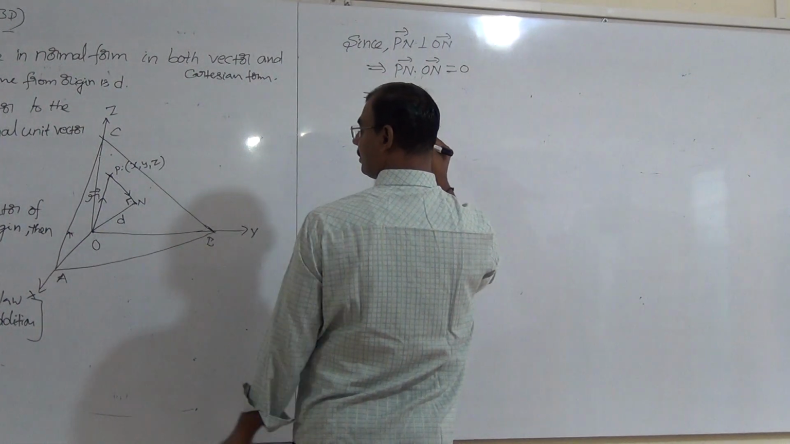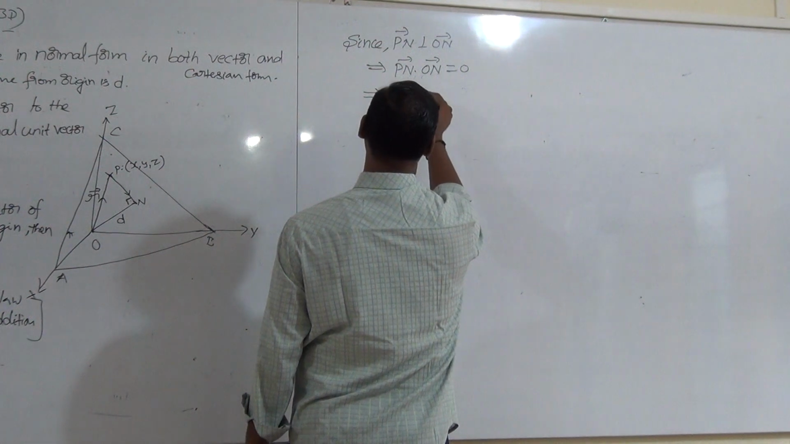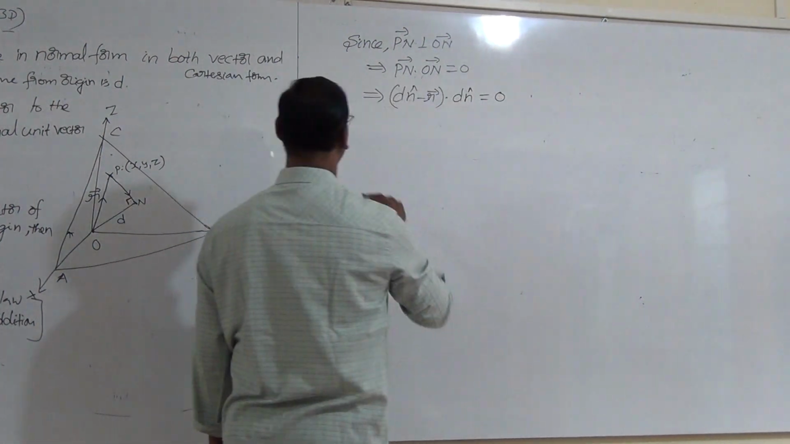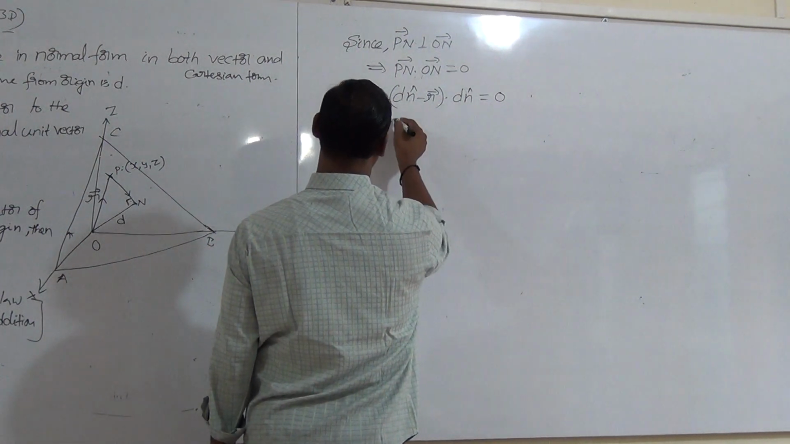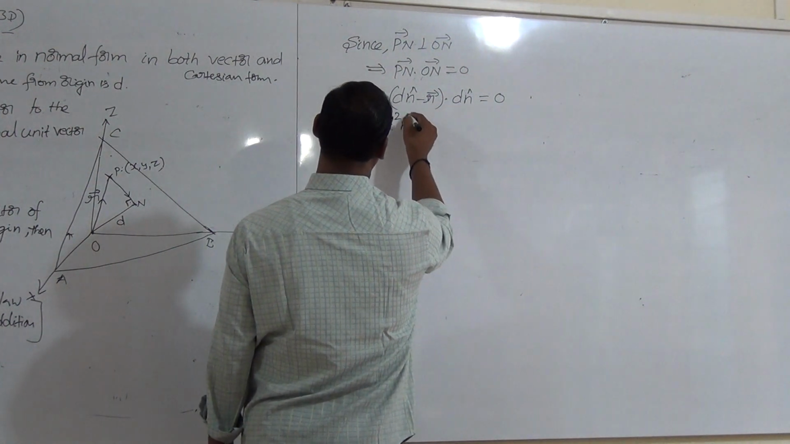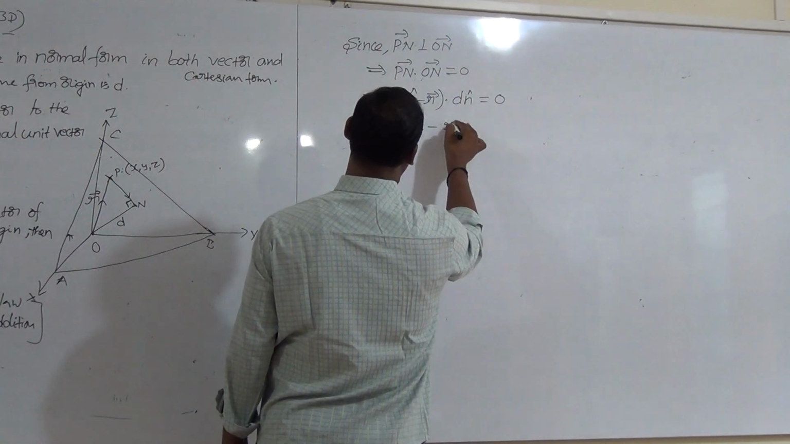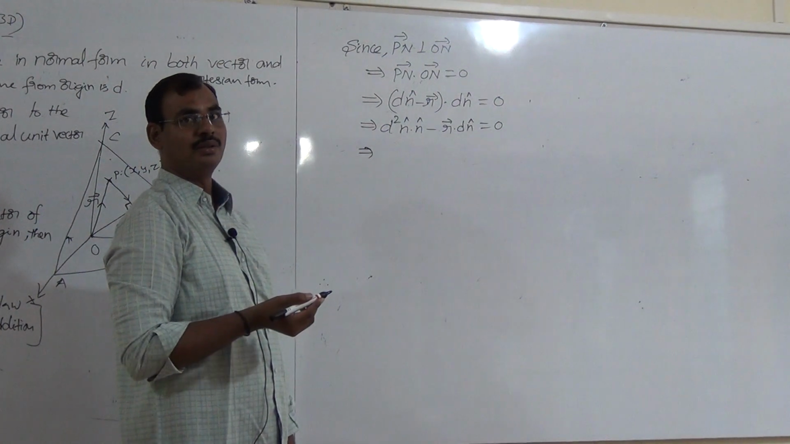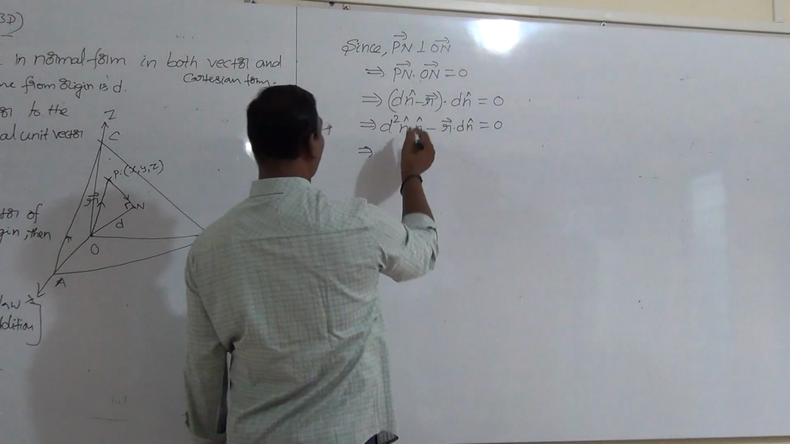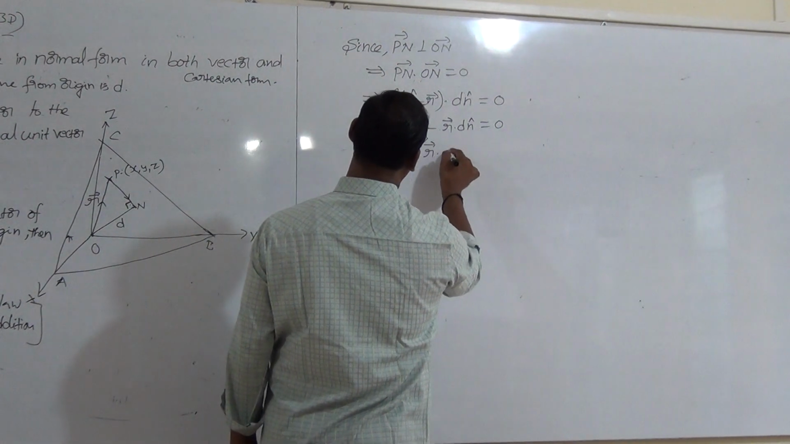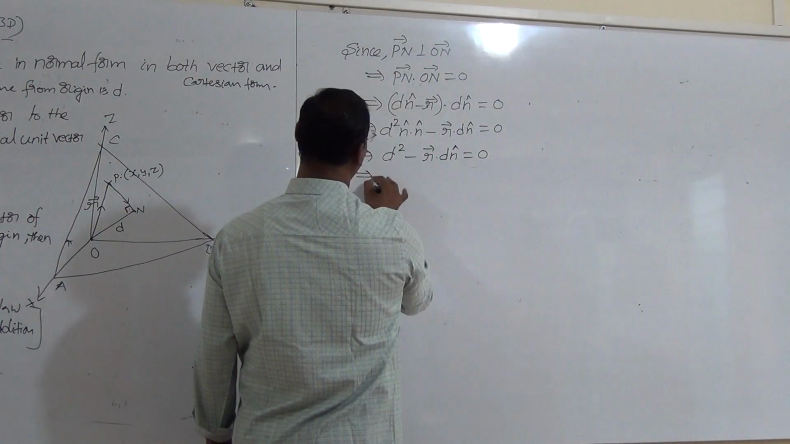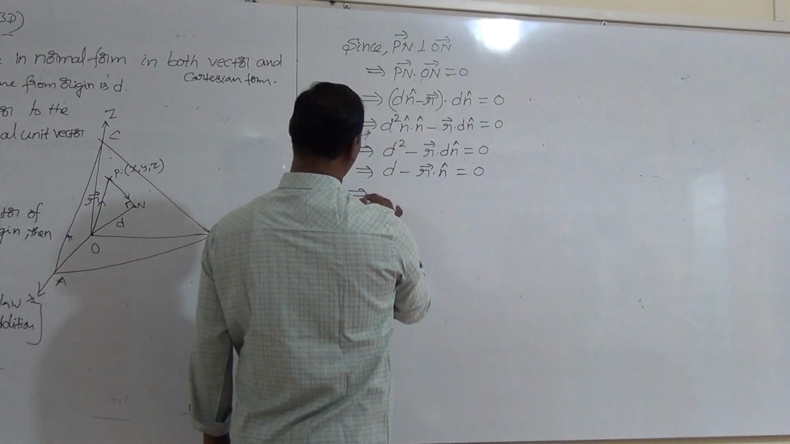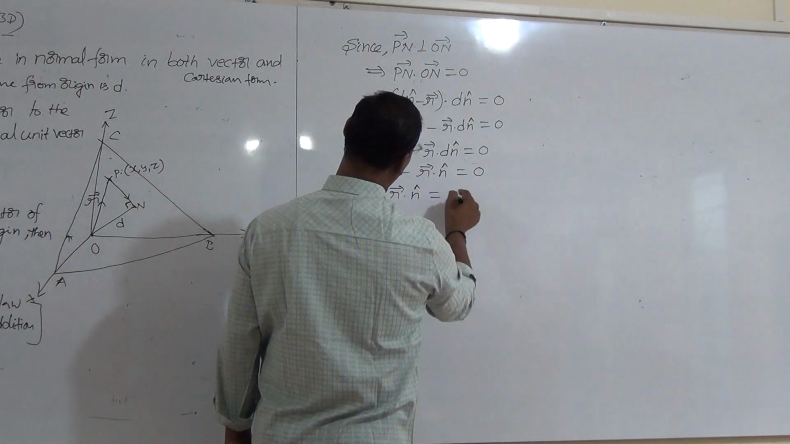Substitute here. The PN vector is D into n cap minus R bar, dot the ON vector D into n cap, is equal to 0. Multiplying these two terms, D into D, the scalar, gives D square n cap dot n cap, minus R bar dot D into n cap, is equal to 0. We know i cap dot i cap is equal to 1, j cap dot j cap is equal to 1, and n cap dot n cap is equal to 1. So D square minus R bar dot D into n cap is equal to 0. Taking D common and cancelling, D minus R bar dot n cap is equal to 0. Taking it to the right side, R bar dot n cap is equal to D.